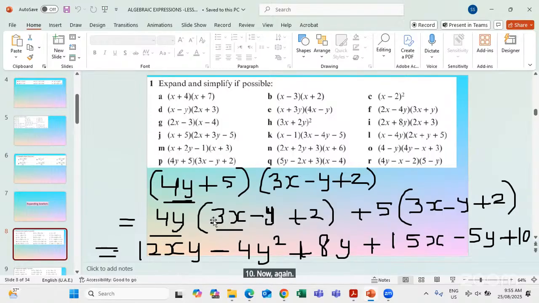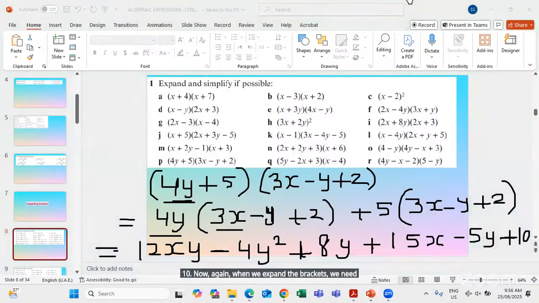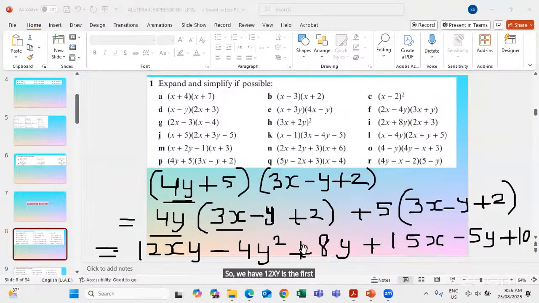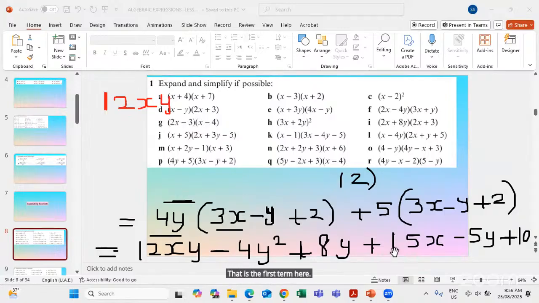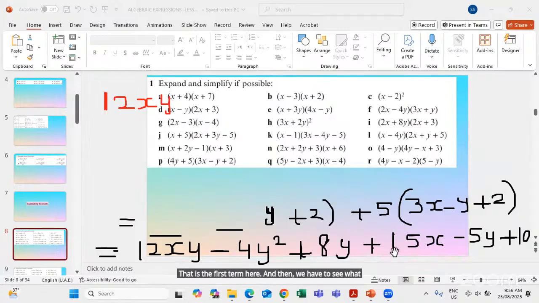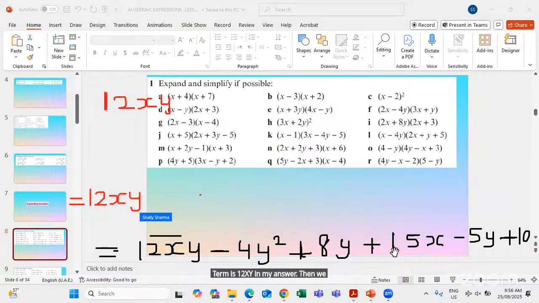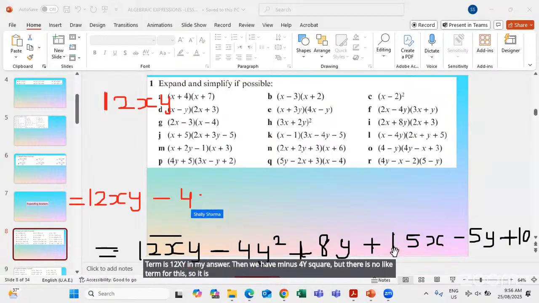Now again, when we expand the brackets, we need to see if we can simplify further. We have 12xy as the first term, but there is no like term to it, so I will write it as it is. Then we see what the next term is, and if there are like terms, we need to find them. Then we have minus 4y squared, but there is no like term for this, so it stays minus 4y squared.